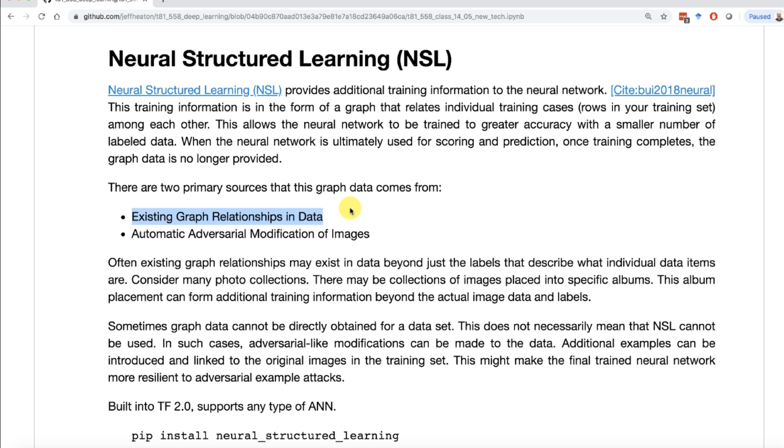The other very interesting area that NSL is used in is automatic adversarial modification of images. So this lets you help make your neural network a little more resilient to these adversarial example attacks. Basically, you create your own adversarial examples and send them in along with your training data, but you link those new training examples back to the original one, and those connections, those links, become the additional training data that it learns off of. And it's all generated. You don't have to actually have any graph relationships in your data.